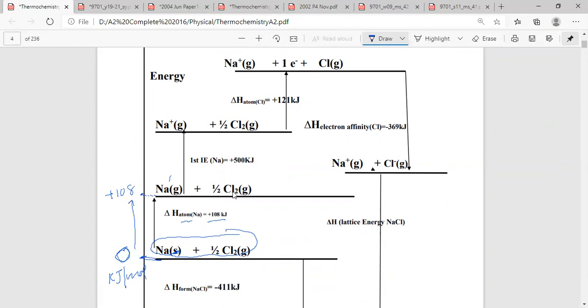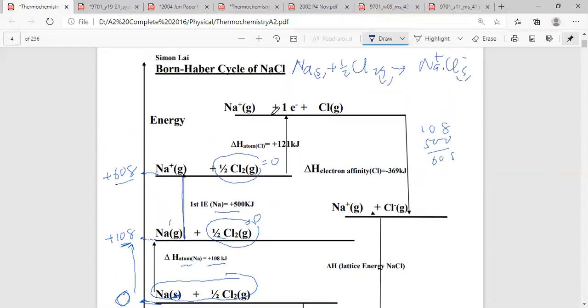So now half Cl2 I can put on the same level. Why? Because it's equal to 0, isn't it? Why 0? Element at standard conditions. So 0 plus 108 is still 108. Now again, from here is the first IE, plus 500. So from this level to here is 500. So now this value is what? It will be 108 plus 500, which is 608. So the value on the axis of the graph is positive 608. You see now? This is a summation of all the energies up to here. So I can still put the half Cl2 on the same level here because element at standard conditions is equal to 0.